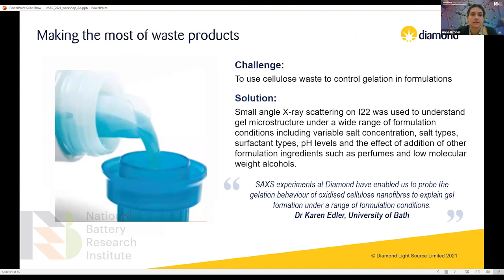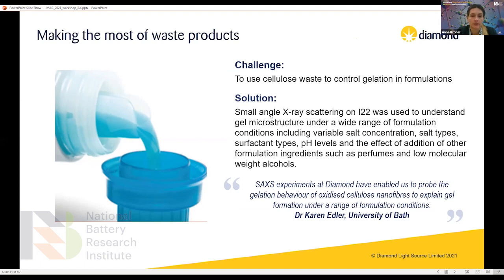The second case study is dedicated to consumer product samples, and this is not really an industrial partner. This is the University of Bath scientists. They were very interested. They've seen the potential of using cellulose waste in cleaning products. The cellulose waste had very promising thickening properties in the formulation. However, the behavior of the gelation wasn't completely understood.